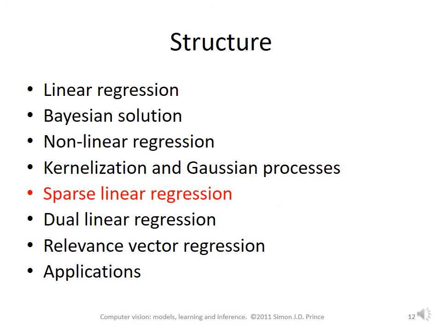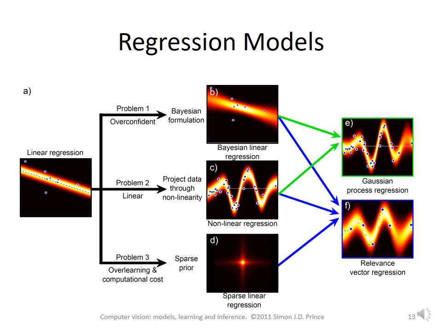Now we've established how to do linear regression in the Bayesian form, and nonlinear regression in the Bayesian form of that. It's time to move on to sparse linear regression. Sparse linear regression comes into play when we think that we have dimensions in our data vector x that may not be helping.